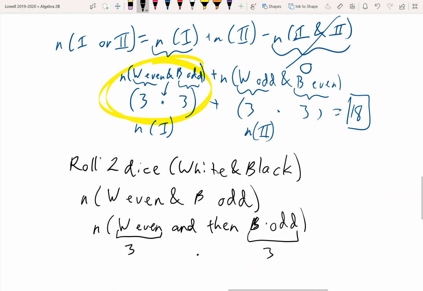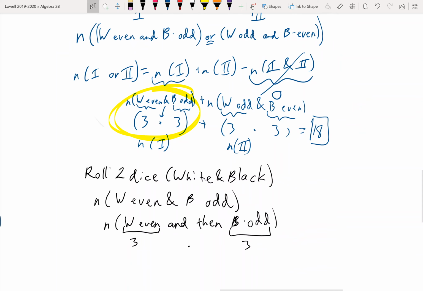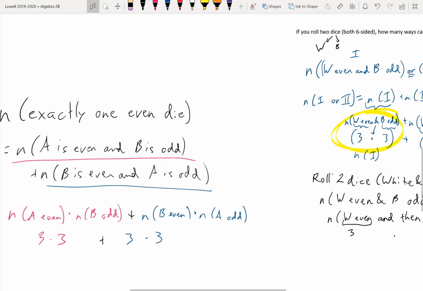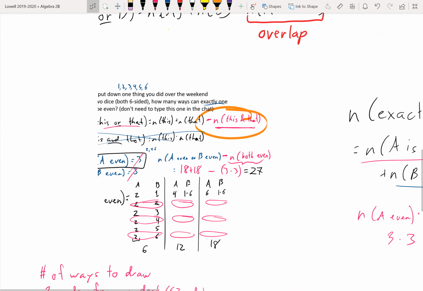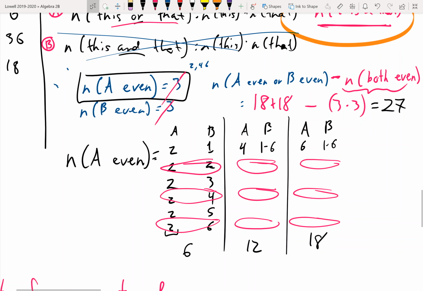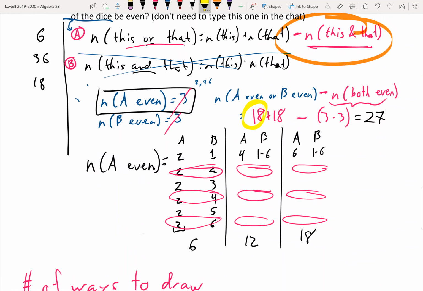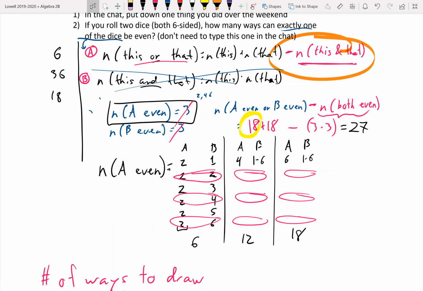In the previous example, I had this written up. I think this came up from class. Why is it 18 right here, circled in yellow? It's because we are counting how many ways the white die comes up even, or the black die comes up even.